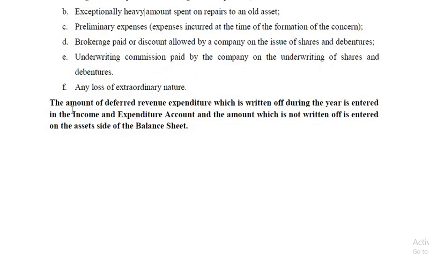Okay. So the amount of deferred revenue expenditure which is written off during the year is entered in the income and expenditure account, and the amount which is not written off is entered on the asset side of the balance sheet. Thus you have studied three things. One is capital expenditure, second one is revenue expenditure, third one is deferred revenue expenditure. In the following classes, you are going to study more about this with the help of certain examples, with the help of certain problems, etc.